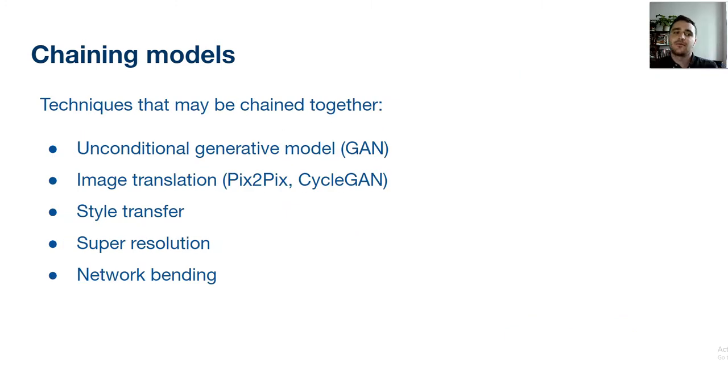So techniques that might be chained together are unconditional generative models, such as a GAN, but then you also might use translation models. In the case of images, you'd be using something like pix2pix or CycleGAN, and these may be chained multiple times, one after the other. And other techniques like style transfer, super resolution, and network bending, which we're going to discuss in a bit, may also be used in this process.